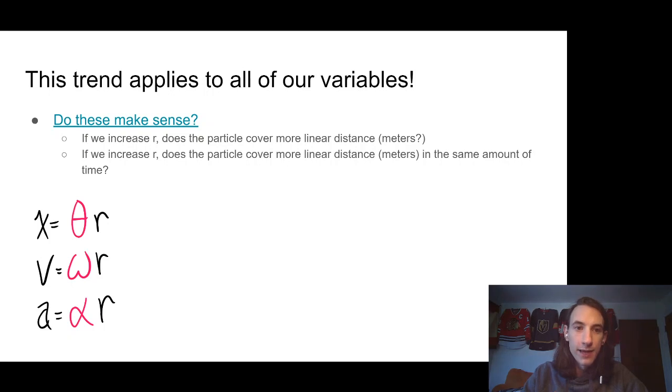So we have the same exact trend. It follows through for all of our variables if we want to go from linear to rotational or rotational to linear. Let's take our linear piece. That's going to equal the rotational equivalent times the radius. And we can see, does that make sense? If we increase the radius, does the particle cover more linear distance?